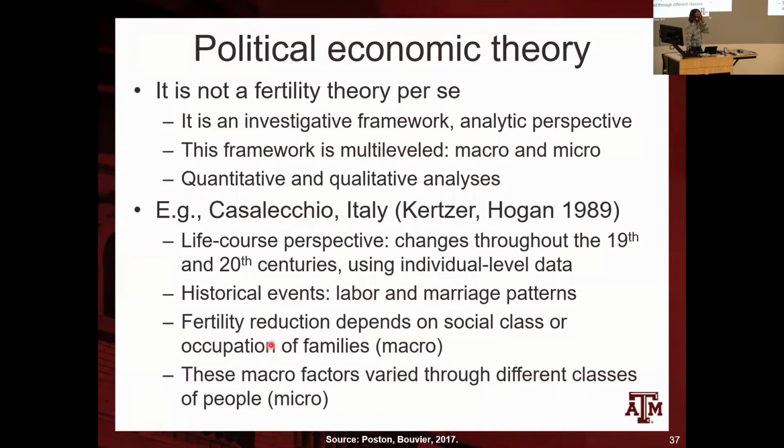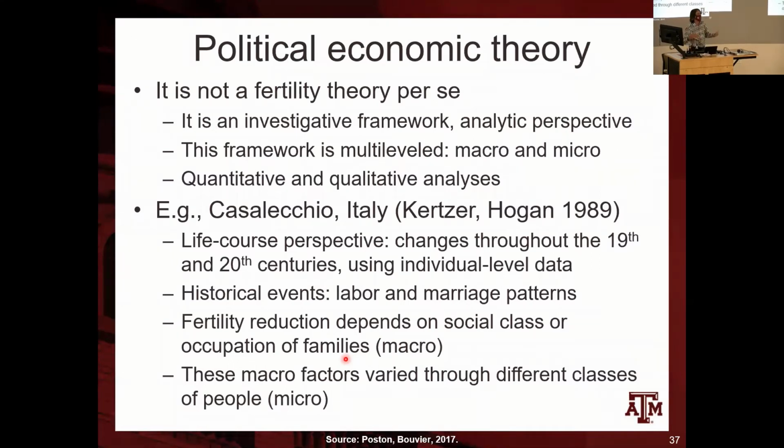And their main finding is that there are different factors influencing fertility, both at the macro and micro level. Fertility reduction depends on social class and occupation of families, so it depends more on these macro structures of society, which social class I was raised in. I had access to specific services when I was a child with my parents, that will affect how my fertility is going to be later on. Where I grew up in terms of social class will influence my fertility when I become an adult.